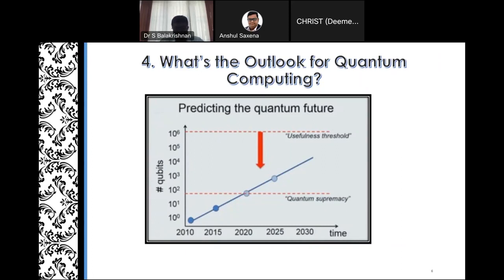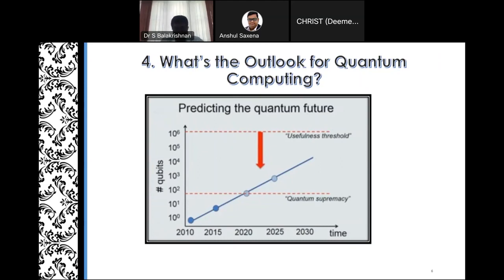And next, what is the outlook for quantum computing? Here they are predicting the quantum future from the year 2010 to 2030. A handful of companies such as Alibaba, Google, Honeywell, IBM and so on operate early versions of quantum computers today. Today they provide tens of qubits, but the qubits can be noisy, making them sometimes unreliable.